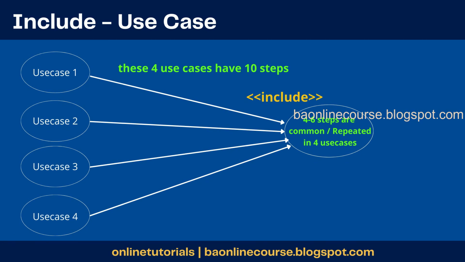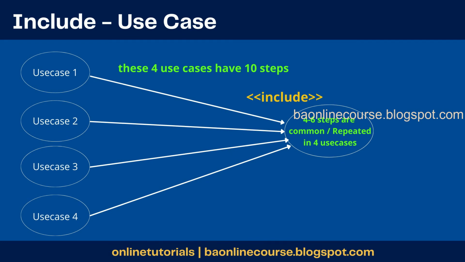So, rather than write those 4, 5, 6 here, 4, 5, 6 here, 4, 5, 6 here, and 4, 5, 6 here, in 4 different places, you could pull it out and create a separate use case for steps 4 to 6. So if you have some common behavior across unrelated use cases, you will pull that out and include it. You're just saying that this is a common behavior across 4 different use cases. So rather than explain it in all these 4, you're pulling it out, creating a separate use case, and then you'll just include it.